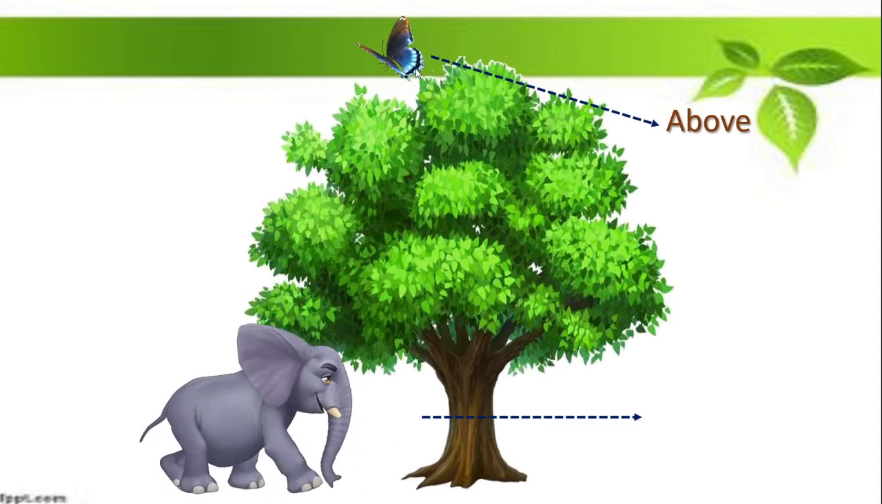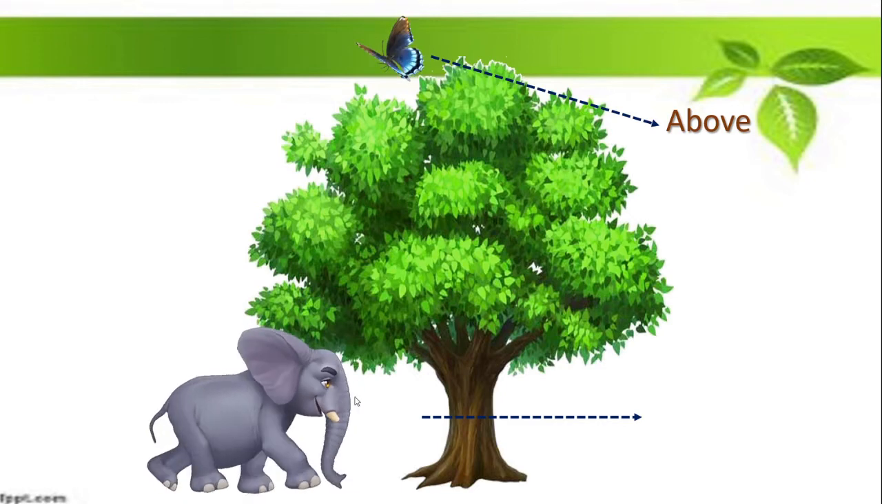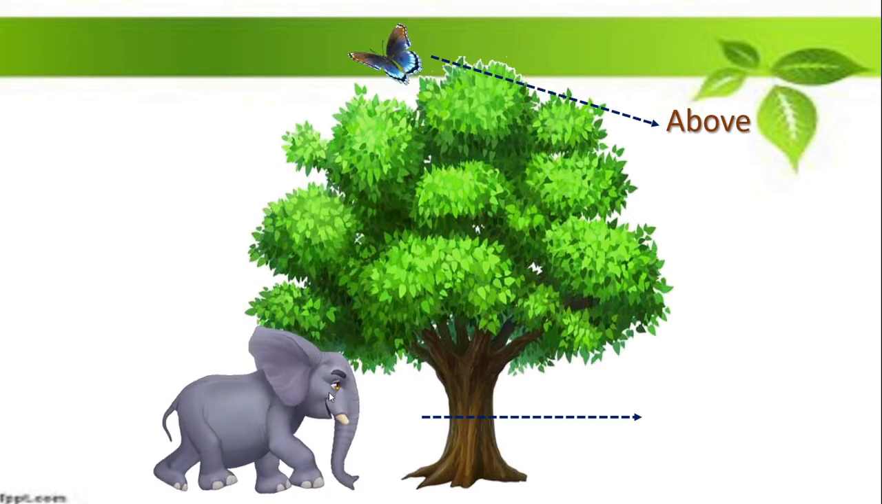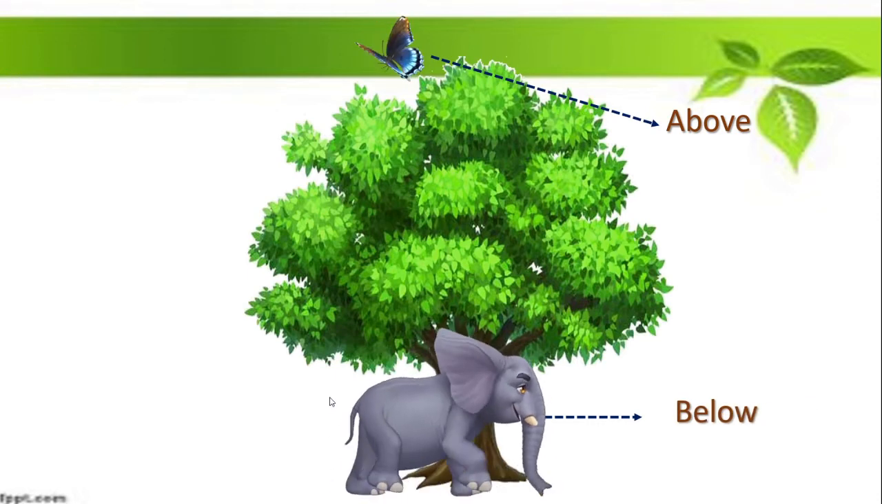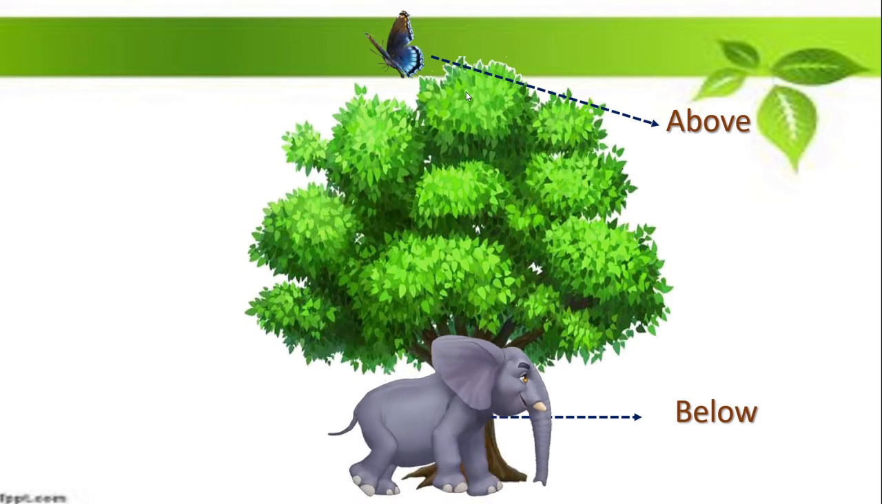Tree के ऊपर है, above the tree, and an elephant, he is below the tree, isn't it? पेड़ के नीचे है. Am I right? He is below the tree and the butterfly is above the tree.